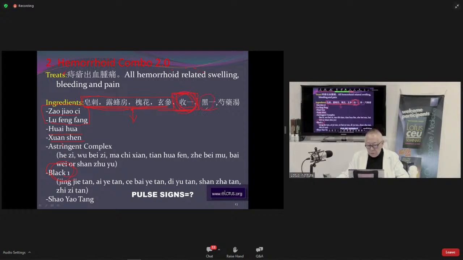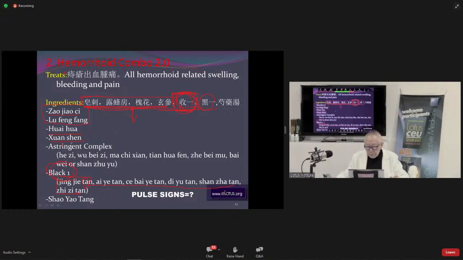Black one is for bleeding. Black one can be any kind of a tan. Tan means charcoal. Any time, no matter which one you have, that's good enough. So you can skip one if you don't have some of them or one of them. You just keep it. You use the tan for stopping the bleeding.